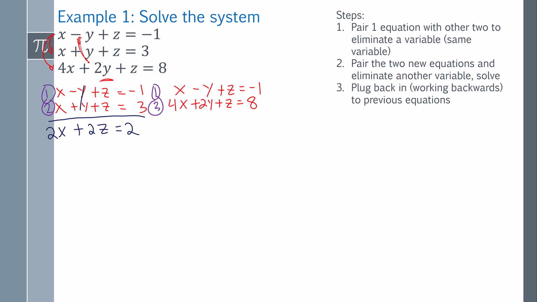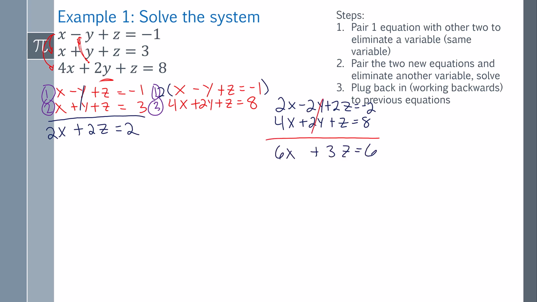Now in the other equation, if you notice, I have negative y and then positive 2y. They're not opposites. So I need to multiply the top equation by 2. And if I do that, then I get 2x minus 2y plus 2z equals negative 2. Now my y's are opposites. So now I can add them together. 2x plus 4x equals 6x. 2z plus z equals 3z, and that equals 6. Now notice in both of those equations, there is no y.